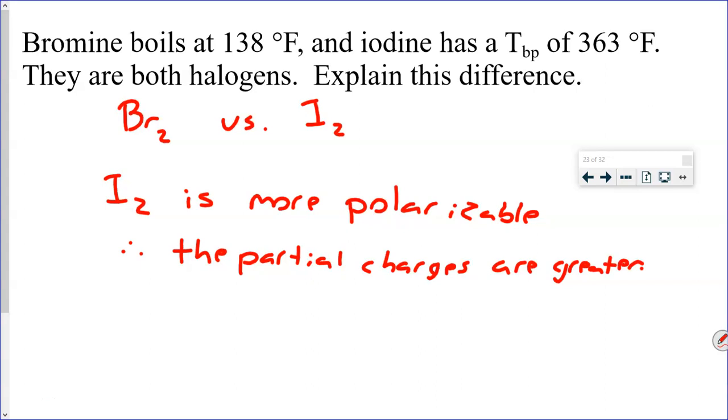Okay, so iodine is more polarizable, it's bigger, there's more electrons there, therefore the partial charges that result from the London dispersion forces are going to be bigger, and bigger partial charges lead to stronger attractive forces. That's Coulomb's law, and stronger attractive forces means that the boiling point is much higher.